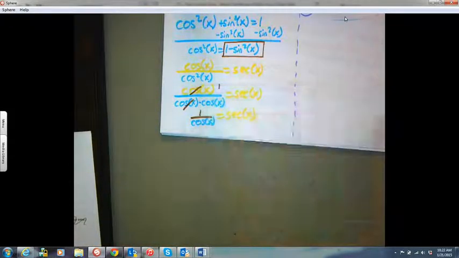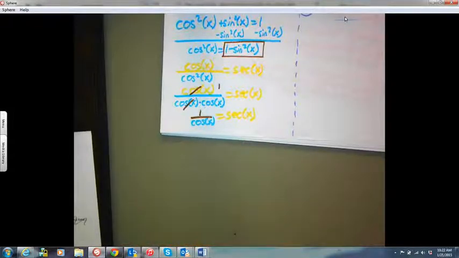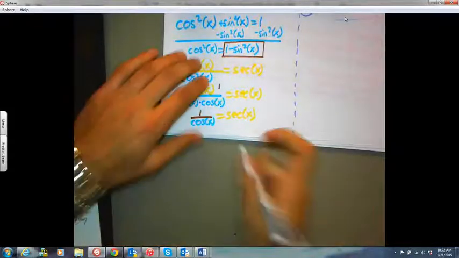1 over cosine equals secant of x. But don't leave this as the answer. Remember, we already said that 1 over cosine, you could rewrite this as secant. So rewrite 1 over cosine as secant of x. We have not even changed the right side at all this whole problem. Put a little check mark, and there's your final answer.